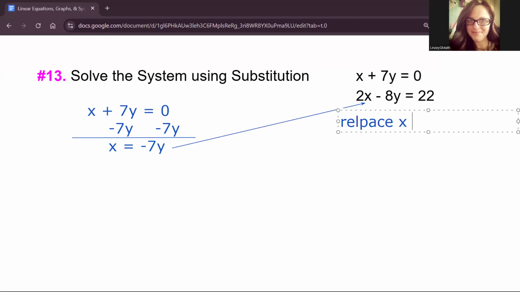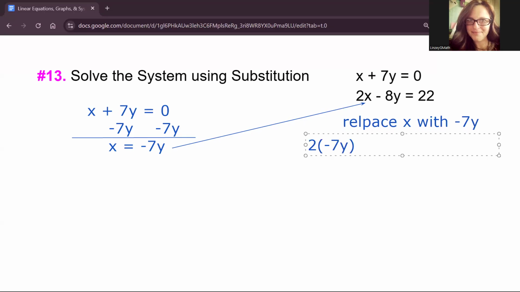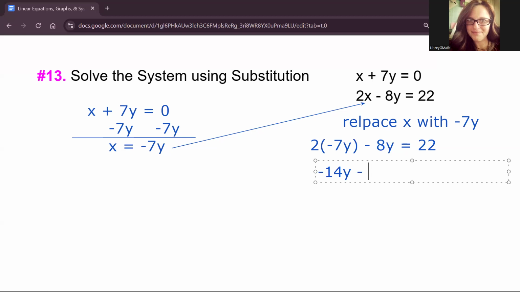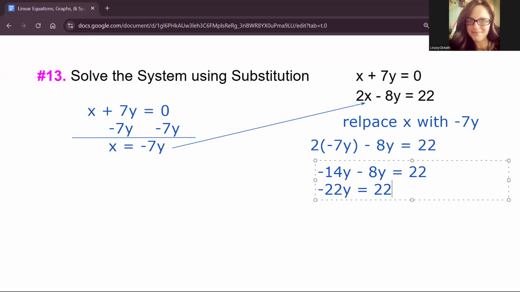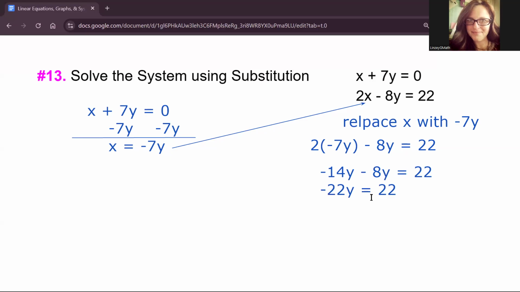Replace x with -7y. That is our substitution step. -7y goes in for x. And now we have all the y variables, so we can solve this equation for y. -14 -8, we get -22y equals 22. And we'll divide by -22, and we get -1 for y.